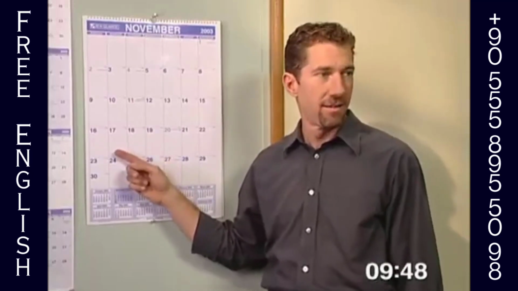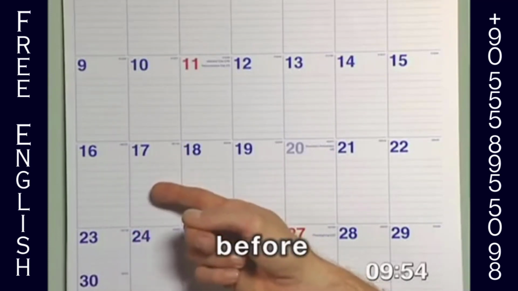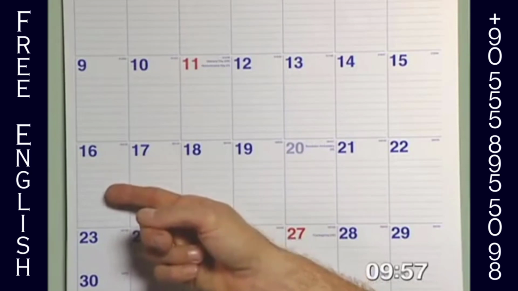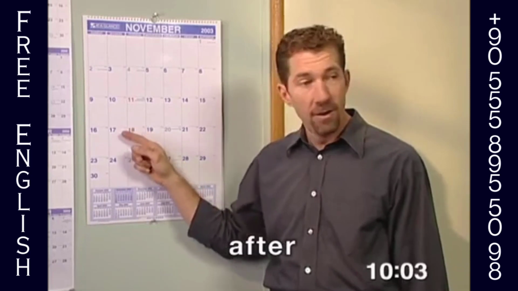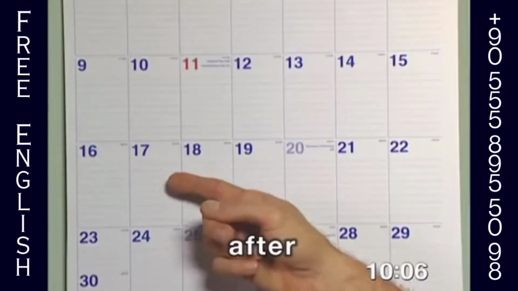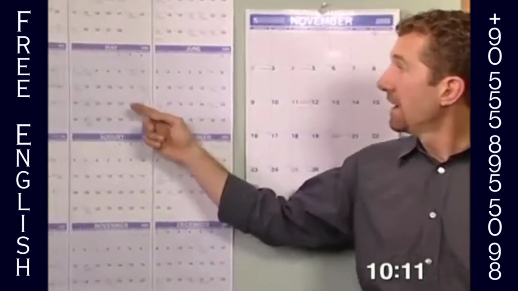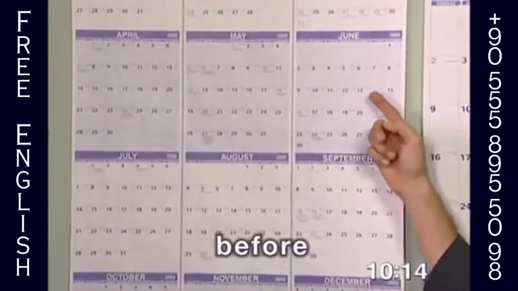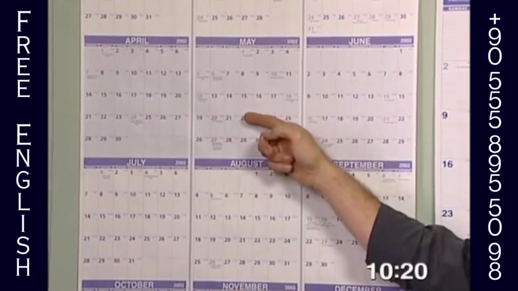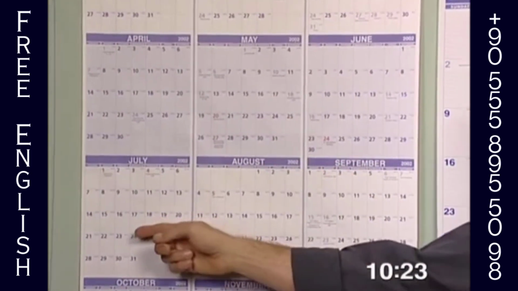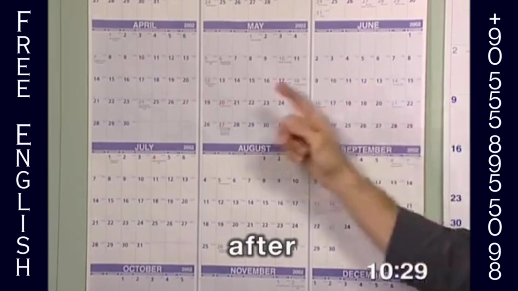Monday. Sunday is before Monday. Before. Tuesday is after Monday. After. May is before June. Before. July is after June. After.